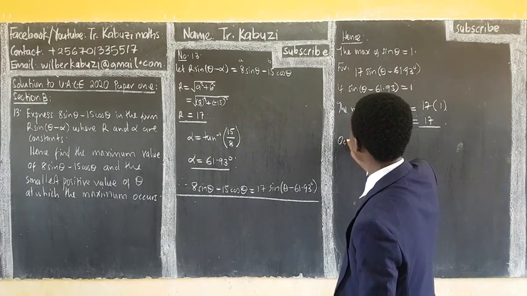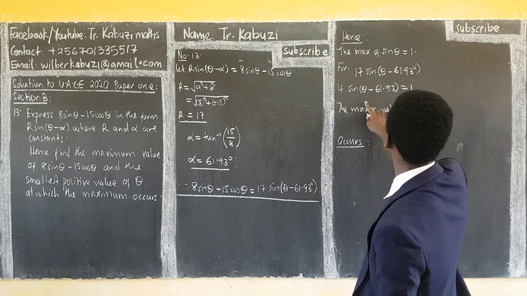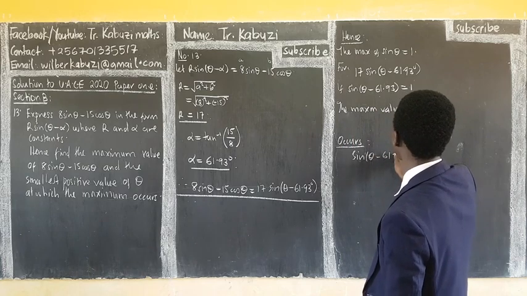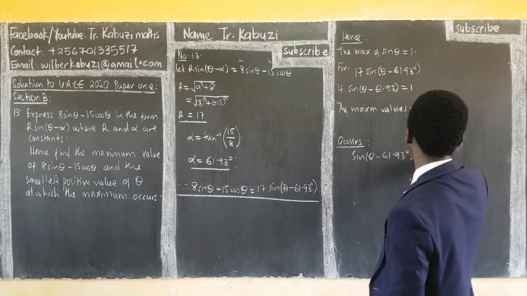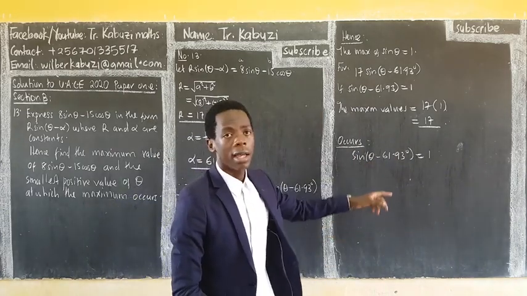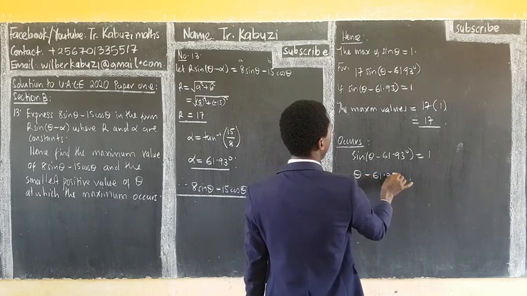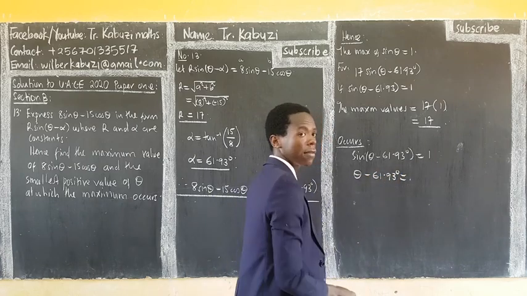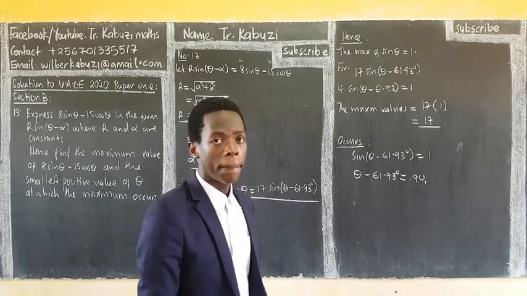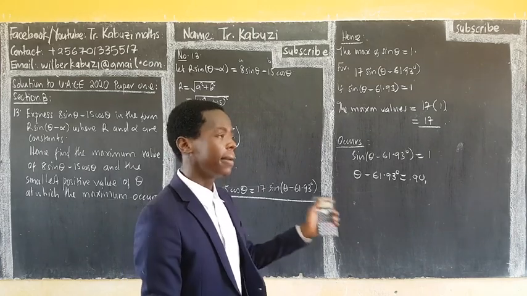Now, where it occurs, we just solve this. Remember, our sine of theta minus 61.93 is equal to 1. The angle where it occurs, we solve for this angle here. So you see that here we have theta minus 61.93 degrees. Sine inverse of 1, we have 90 degrees, we have 450, depending on the revolution.